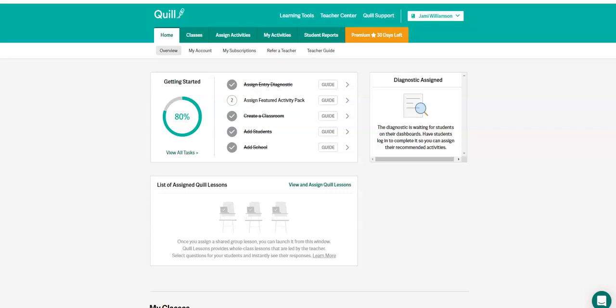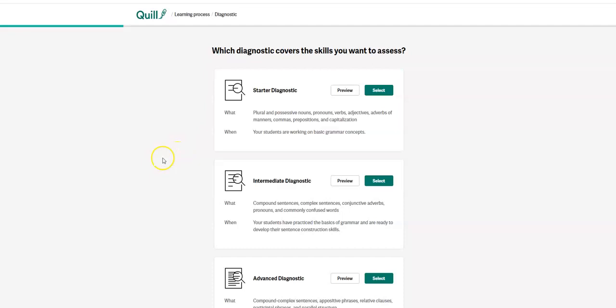Okay, now we have created our classroom and we have added students. The next thing we're going to do is assign an entry diagnostic to our students. There are a couple of different ways to go about that. You can either assign activities or you can do it straight from this getting started screen. So I'm going to click there and I have a couple options.